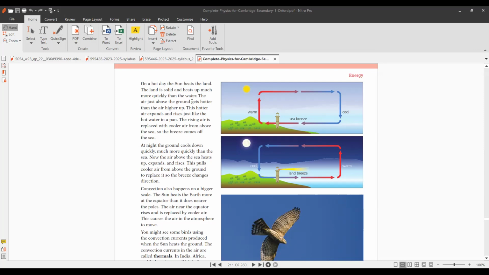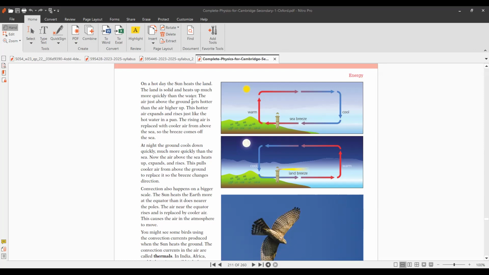So movement of air would be from sea to the land. So this would be known as land breeze. And there is a term used as thermal gladiators. Thermal gladiators would use the working of convection current.